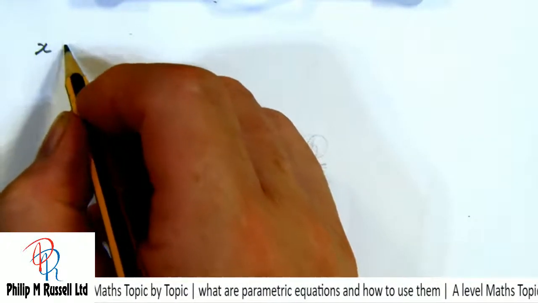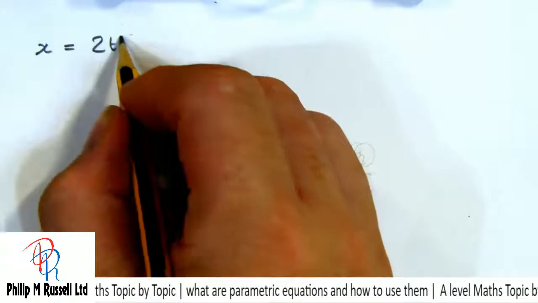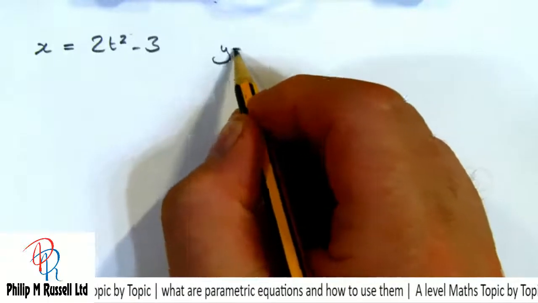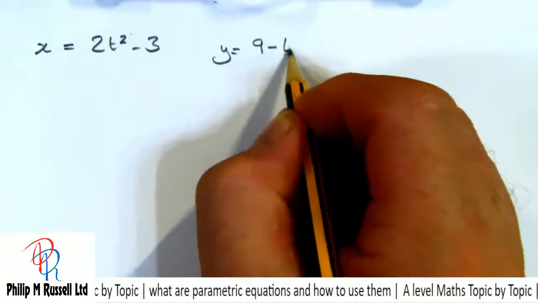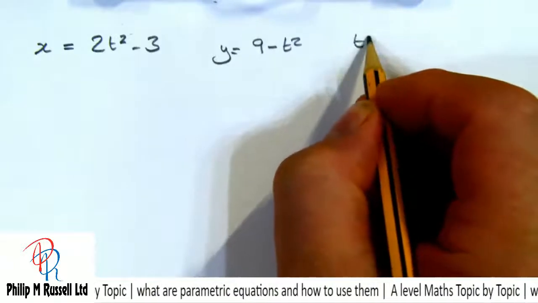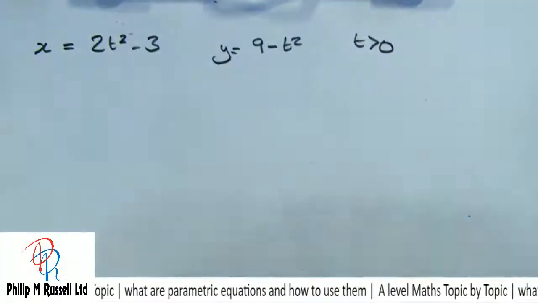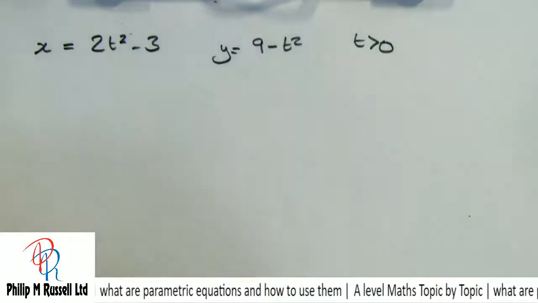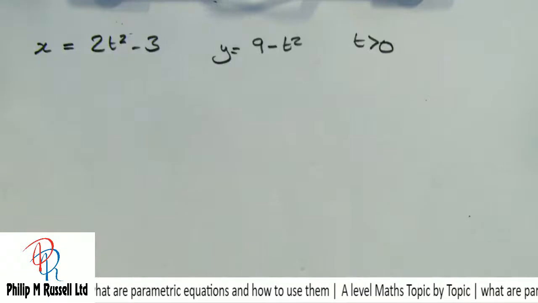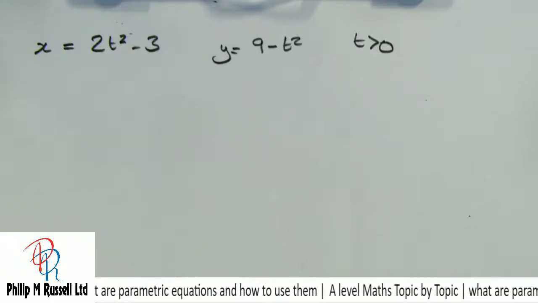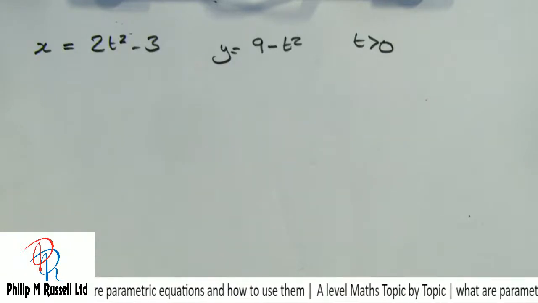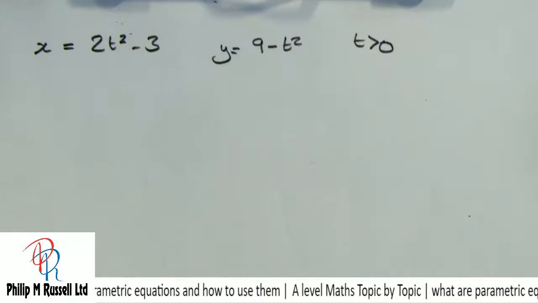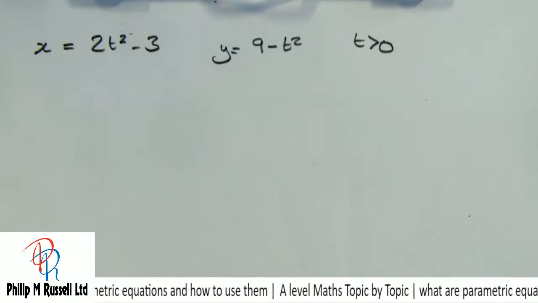I've got x equals 2t squared minus 3, and I'm told that y equals 9 minus t squared, and we're told that t is greater than 0. Alright, so there's our equation, and what we want to do is work out, first of all, the Cartesian equation for this. Right, so where are we going to start?